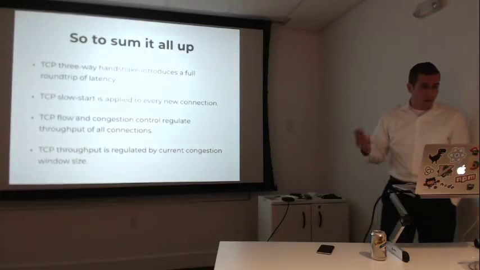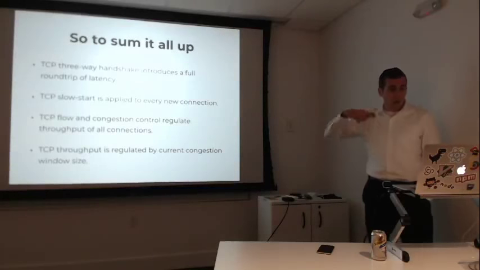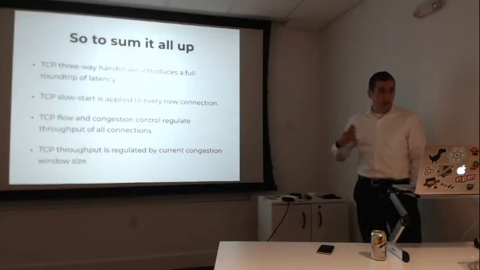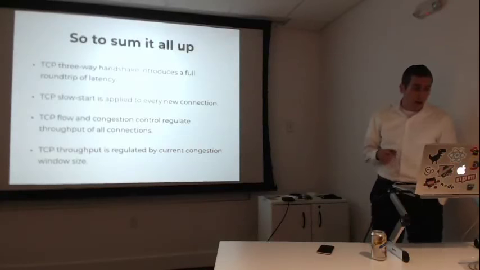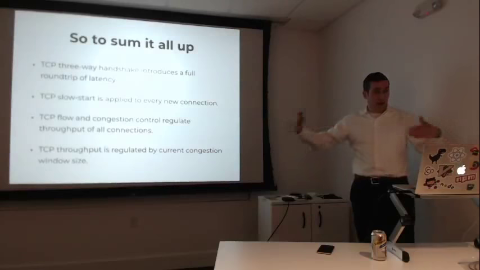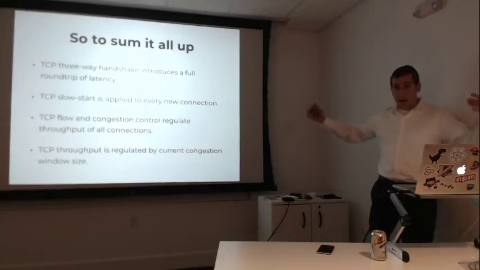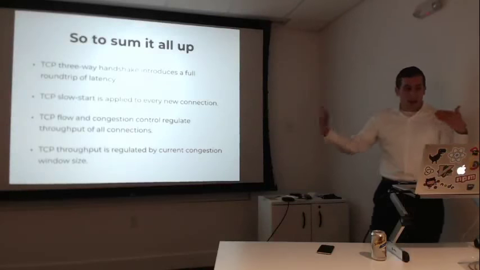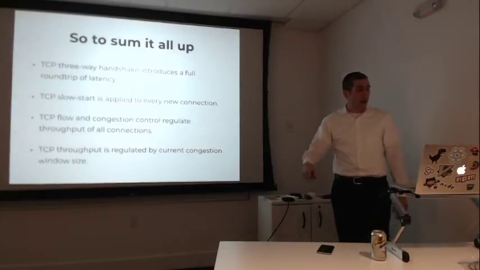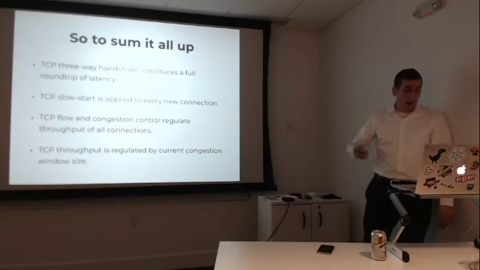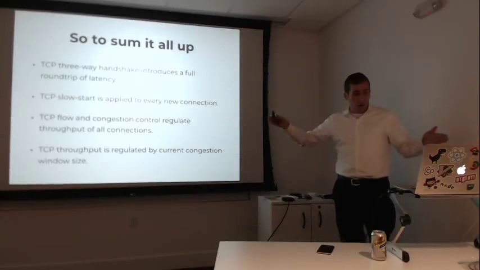So to sum it up, we have the TCP 3-way handshake. That's one full round trip of latency. TCP Slow Start is applied to every new connection, very important. So we have the flow and congestion control, which regulates the throughput. You have bandwidth, but TCP is going to control how much data is actually going back and forth. And throughput, like we said, is regulated by the current congestion window, which is going to grow slowly.